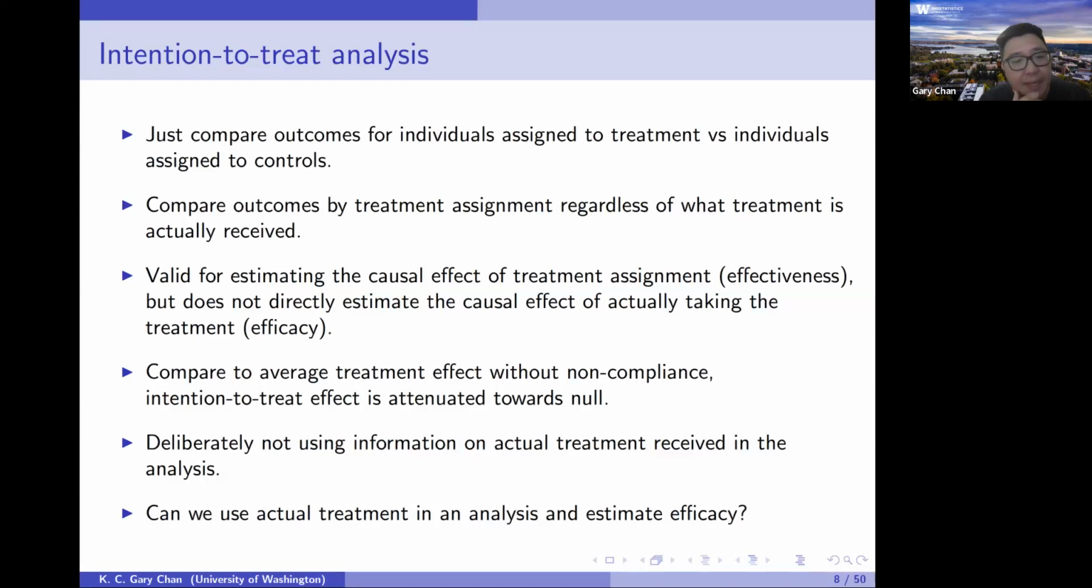So I guess the question that we want to explore is, can we use an analysis that provides an estimate of efficacy in addition to effectiveness, and also be able to utilize the nice features of randomization? Well, let's talk about naive methods first.